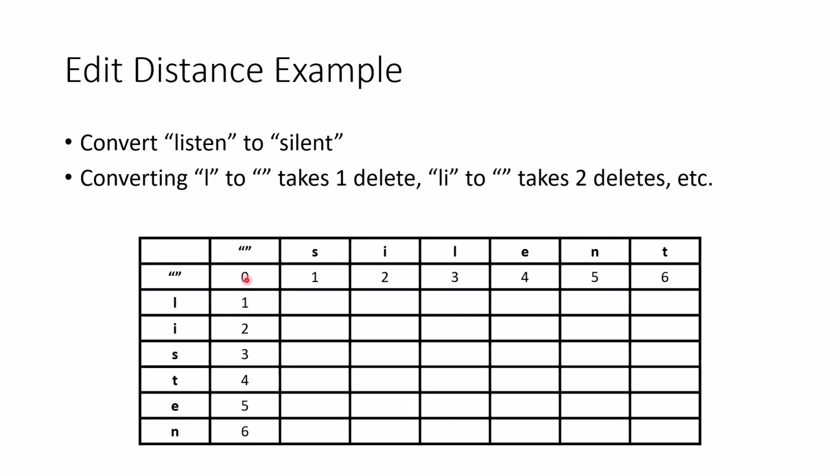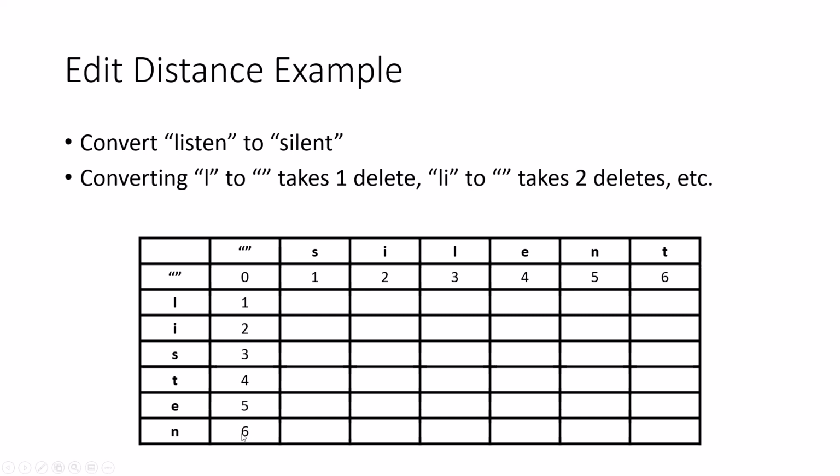The next base case has to do with deletions. So going from nothing to nothing is 0, as we did before. Going from L to nothing is going to be one deletion, where we delete the L. Going from Li to nothing is going to have two deletes, and so on. So going from listen to nothing is just deleting 1, 2, 3, 4, 5, 6 characters, and that's just going to be our 6 over here.